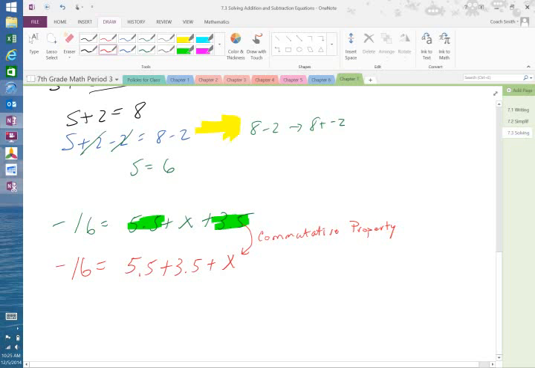Okay, and remember the commutative property basically says A plus B plus C would be equal to C plus B plus A, rearranging the terms. Okay, now I can go ahead then and put 5.5 and 3.5 together. And what does that equal? 9. So now I have negative 16 is equal to 9 plus x.